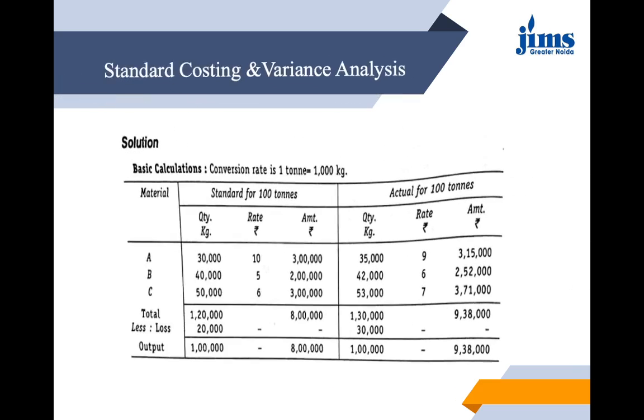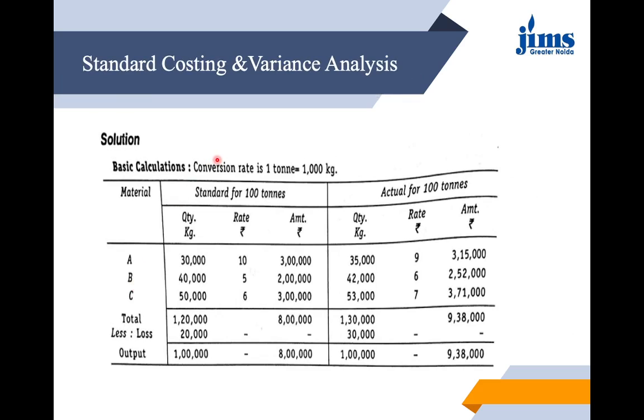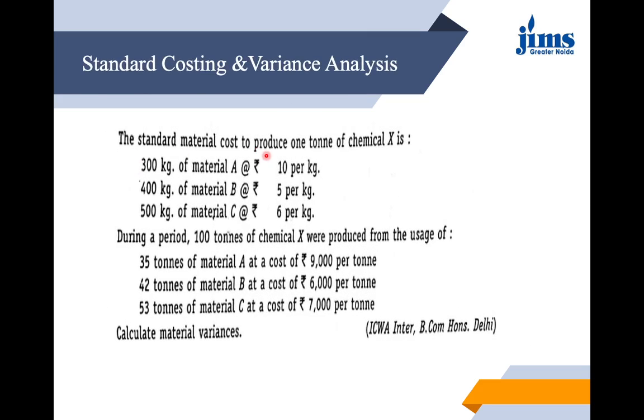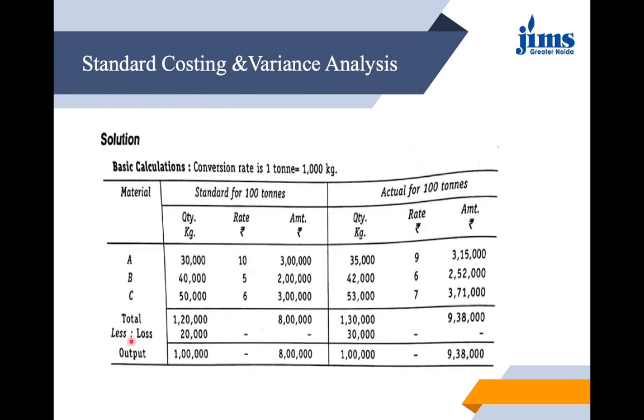Let us see how to calculate. First of all, let us calculate the standard and the actual. The conversion rate is 1 ton, that is 1000 kilograms. Standard for 100 tons, we can find out. It is given 300 kilograms at the rate rupees 10 for 1 ton. So from there we can check out. Here the amount would be 30,000, 40,000 and 50,000 respectively. We can multiply it and obtain the amount here and subtract the loss finally out of the output. Then actual for 100 tons is also given to us. We can calculate that also and subtract the losses there, and we can check it out.